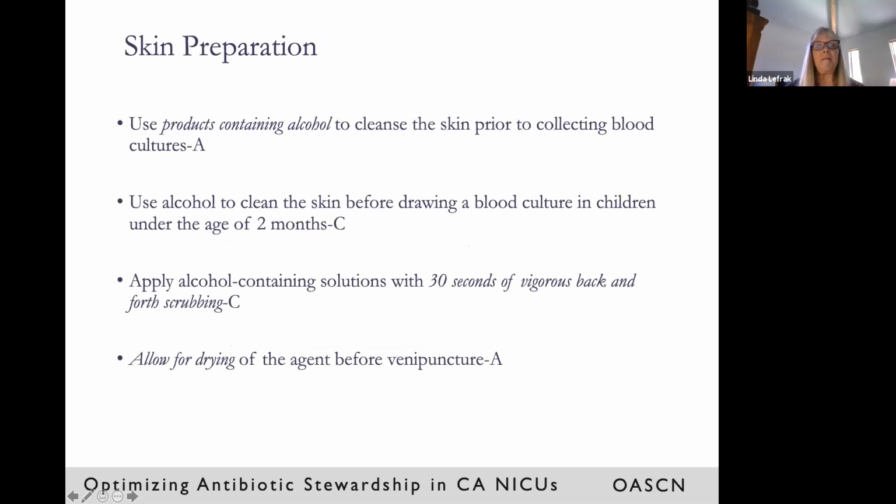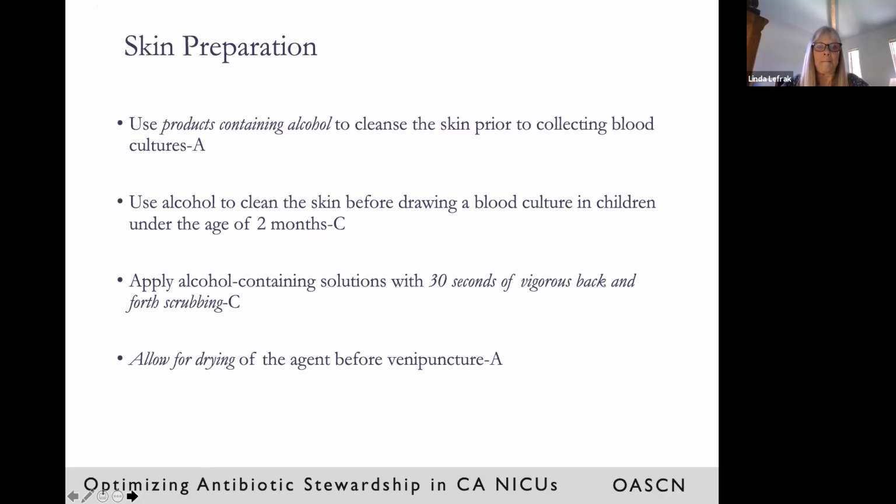In terms of skin prep, products containing alcohol have the highest level of evidence in terms of reducing contamination. Over time, there's been more and more use of chlorhexidine, even in less than 2-month-olds, but still the evidence strongly supports the use of an alcohol-containing product in children under 2 months of age. It also recommends, and again, this is one that's difficult for neonatal population, a 30-second vigorous rubbing back and forth prior to the venipuncture, and then allowing the agent to dry.